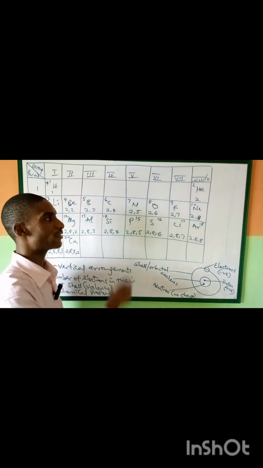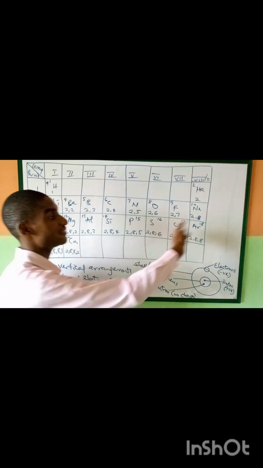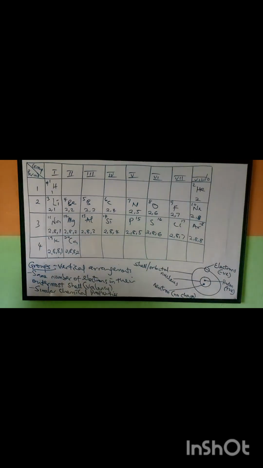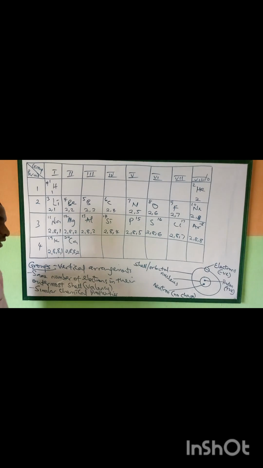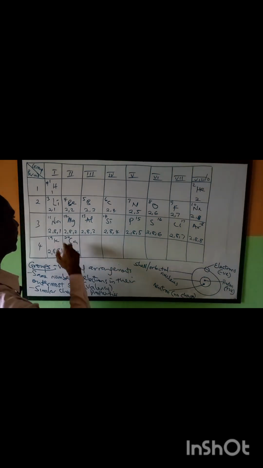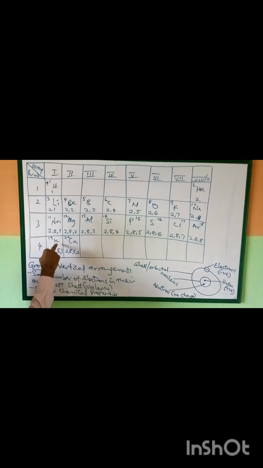So the reason why they take part in the reaction is because they want to have 8 electrons in their outermost shell. So I've dealt with group 1. I said groups have vertical arrangements of elements. They have the same number of electrons in their outermost shell. They have similar chemical properties, and for that reason, they take part in similar chemical reactions. So any reaction that sodium can take part in, potassium can take part in as well.